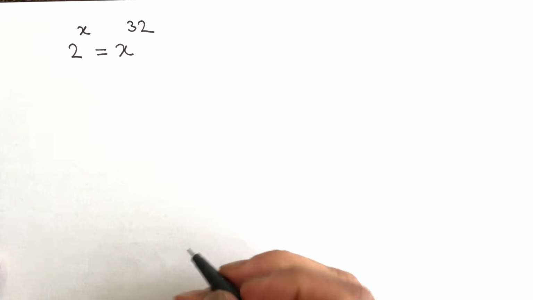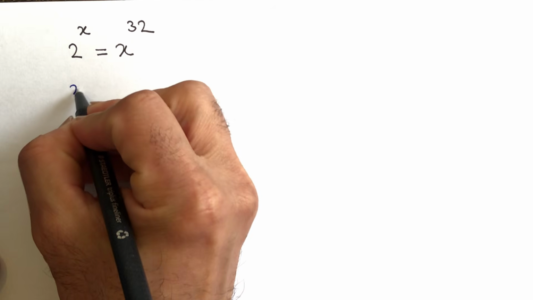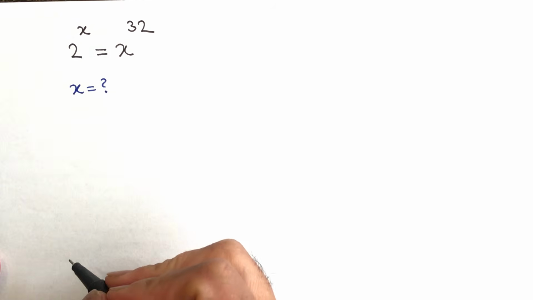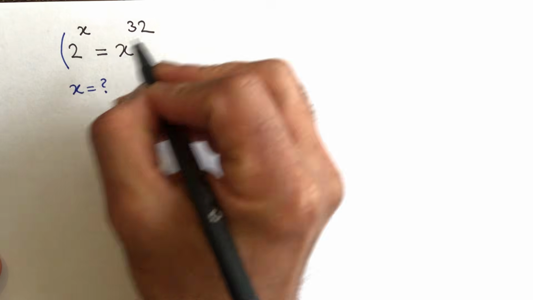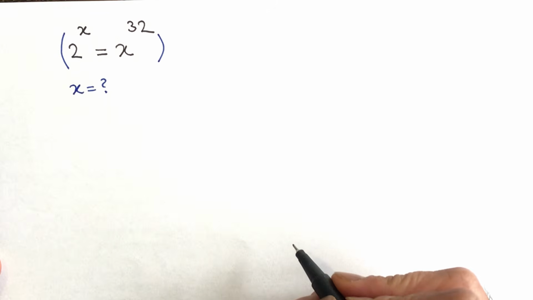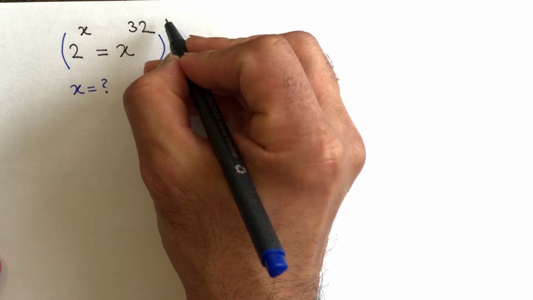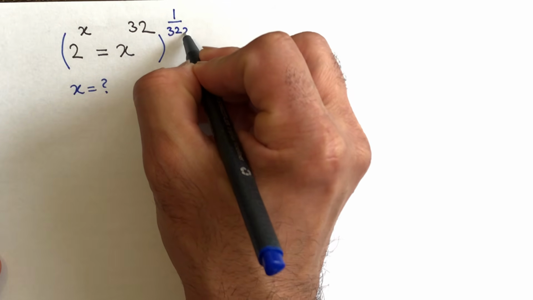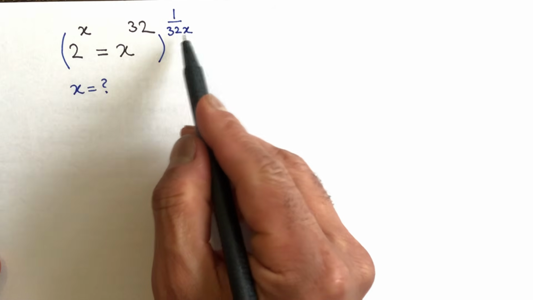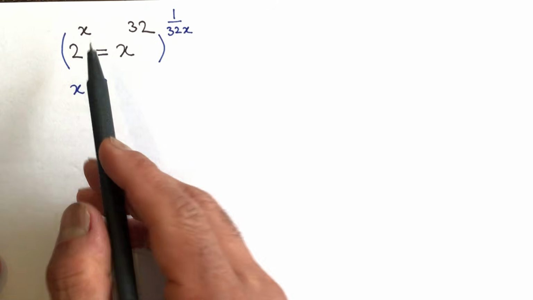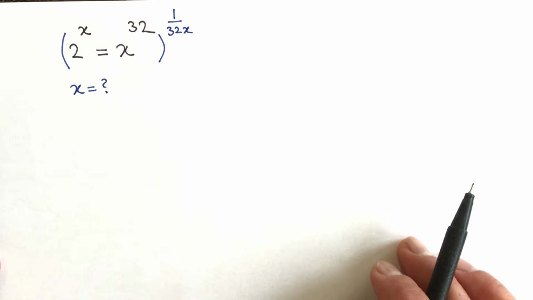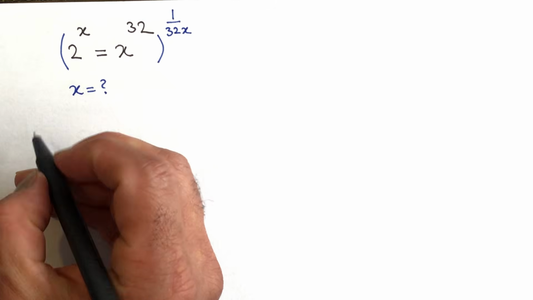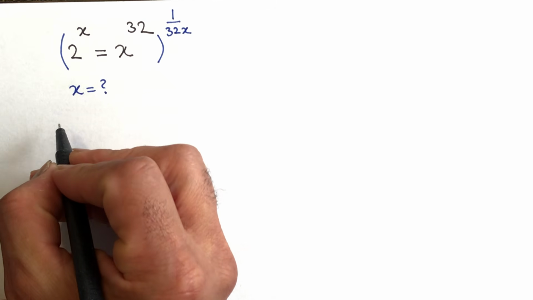Today I want to find the value of x from this equation. To do that, I can raise both sides of this equation to the power of 1 over 32x. It's an inverse operation of both powers here. I can show you why I do it this way.